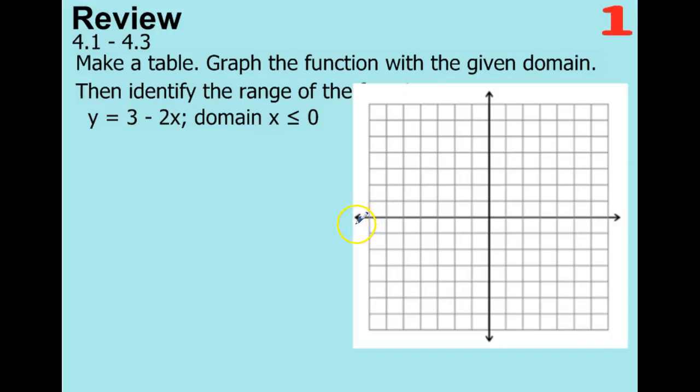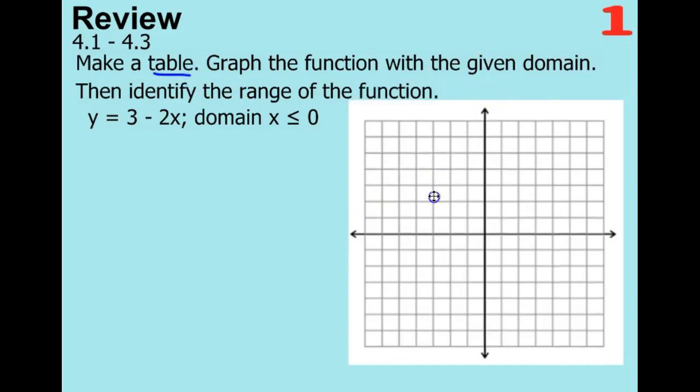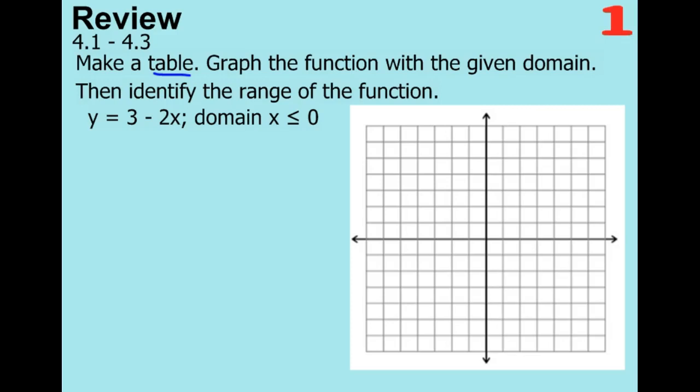Today we are going to be reviewing Chapter 4. First we start off by graphing using a table, and with a restricted domain. So it says graph the function with the given domain, then identify the range of the function. So first I'm going to make a table just like it says, an XY table. But it says our domain can only be certain numbers.